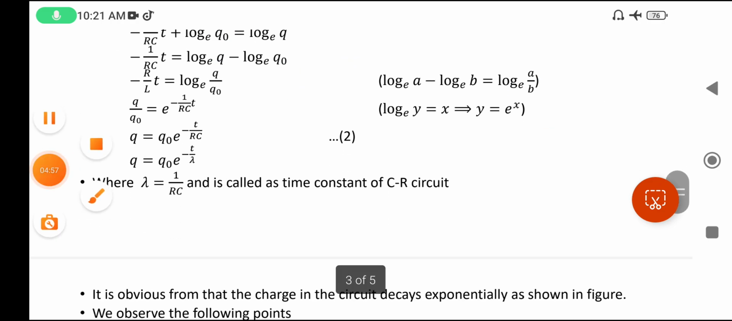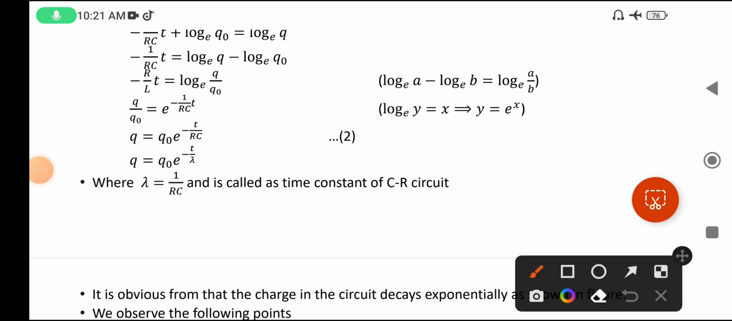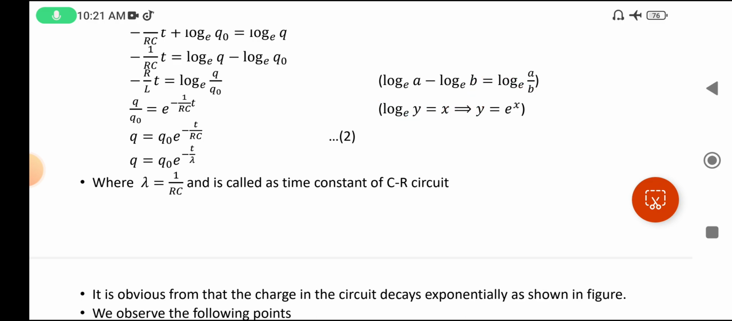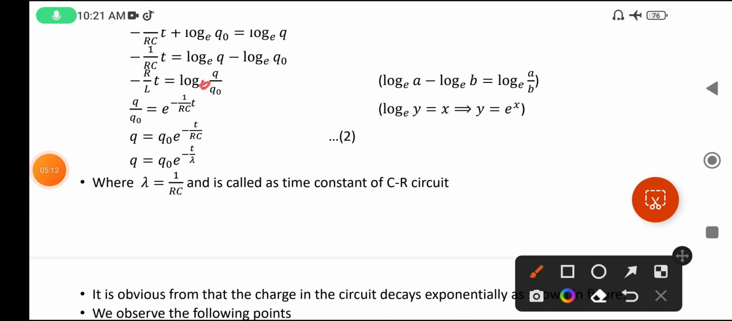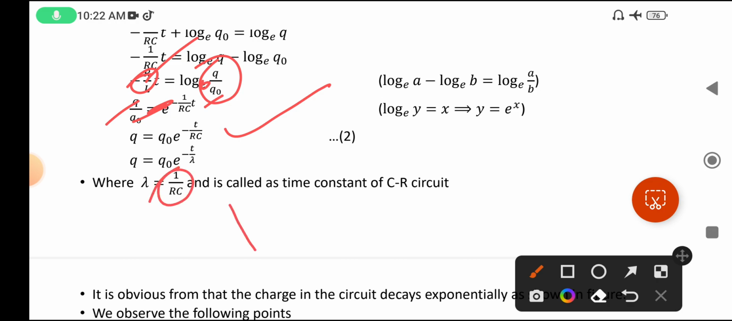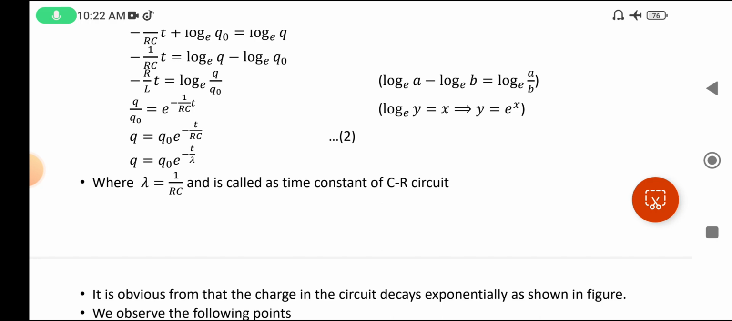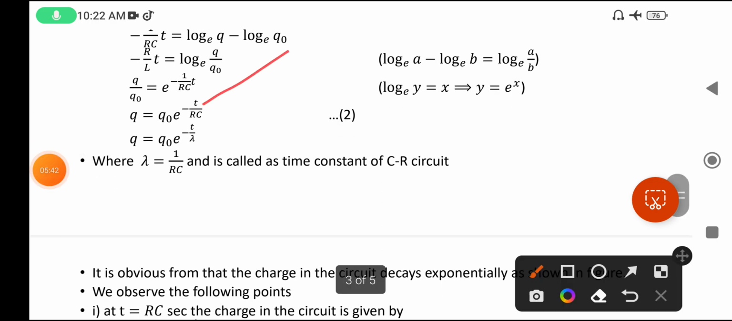Now log A by B. When the formula is in this form, then we can write e power this value and make it equal to this value. So q by q naught is equal to e power of this value, and I bring q naught to this side, it becomes like this. So it is not 1 by RC, simply RC only, which is lambda equal to RC. This lambda is called the time constant of the RC circuit. Okay friends, so let it be equation 2.